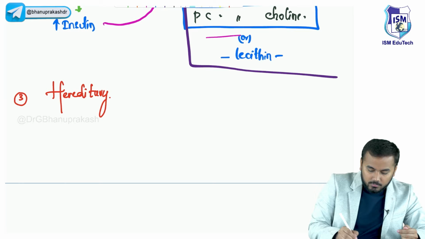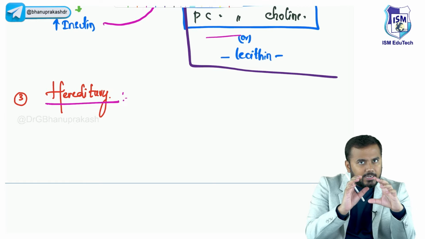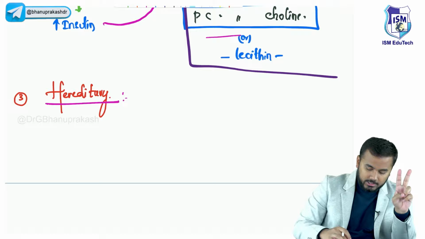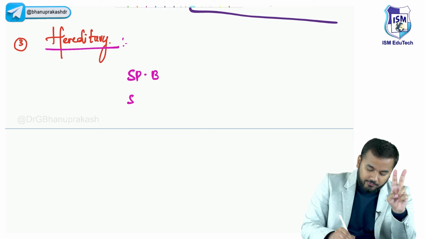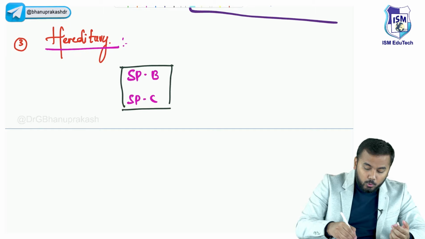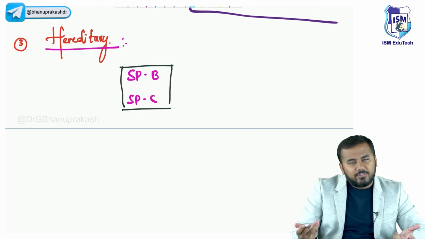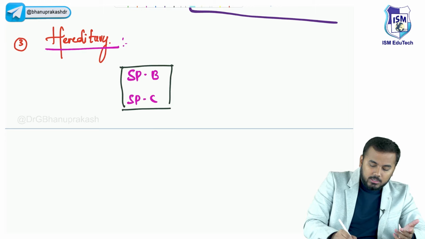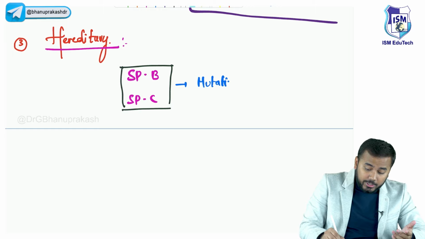So what are hereditary factors? Look, in surfactant, not only phospholipids, there are also proteins. Okay, I will tell you two proteins. One is called surfactant protein B, and the other is surfactant protein C. These are the two proteins. So we need proteins also, not only phospholipids. If these proteins are mutated, what will happen? Do you think surfactant will be formed properly? No. So that is what is called a hereditary factor. Hereditary factor means mutation of SPB and SPC.